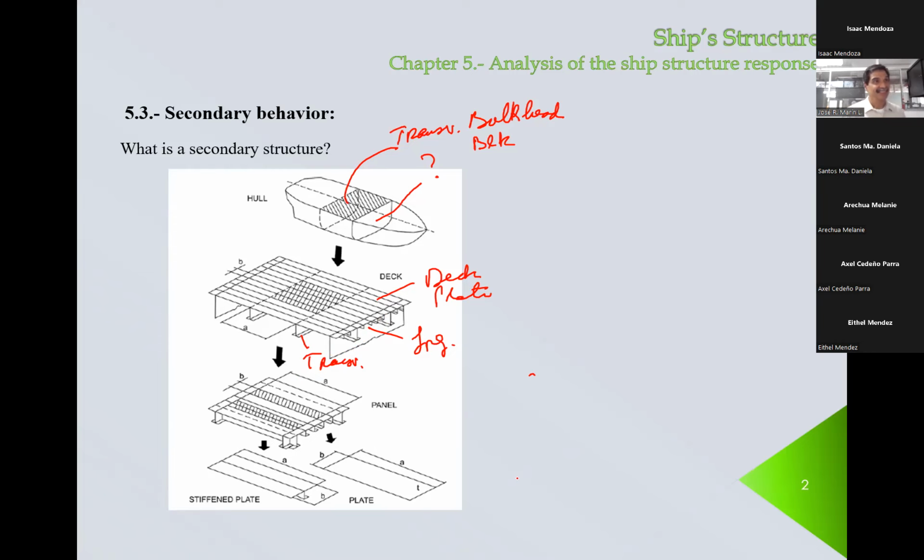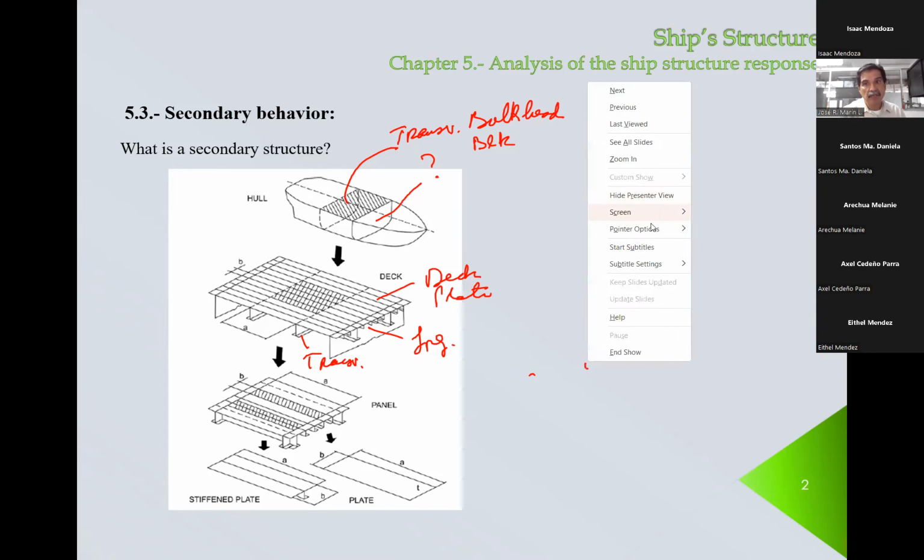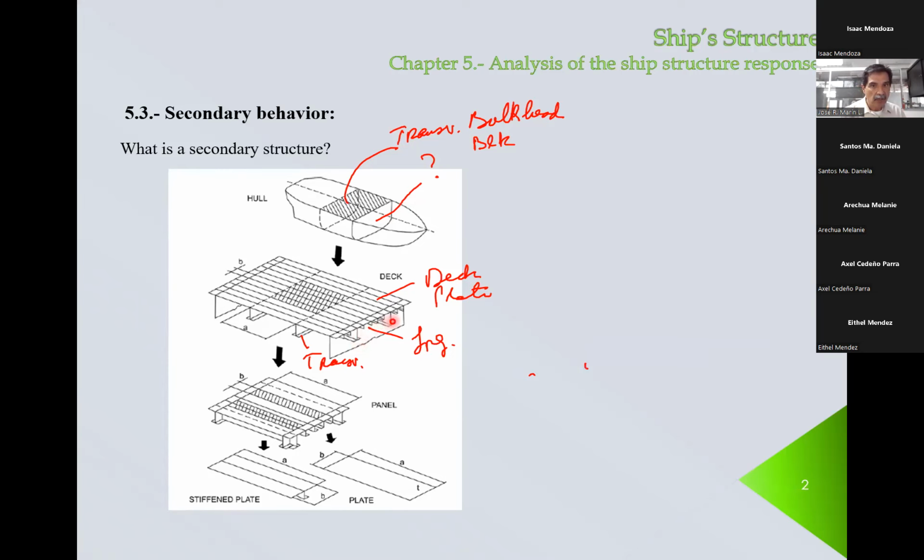Yes, I think this is a longitudinal framing system. Yeah, because you see that the longitudinals are very small and they are very closely spaced. Okay, that's the main characteristic. Now, we have to be aware that in this case, we have a strong and a strong longitudinal. Okay, these are side girders.